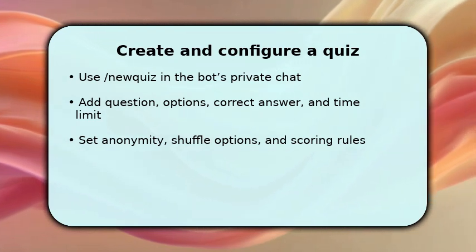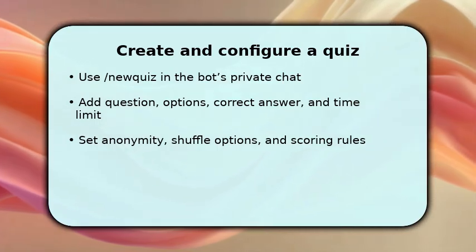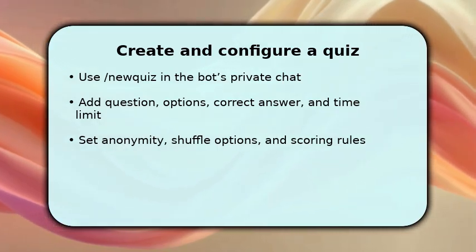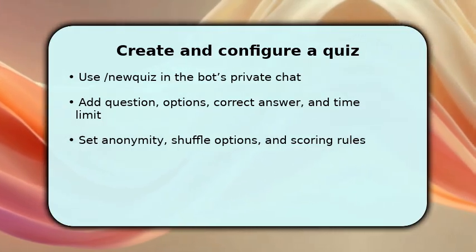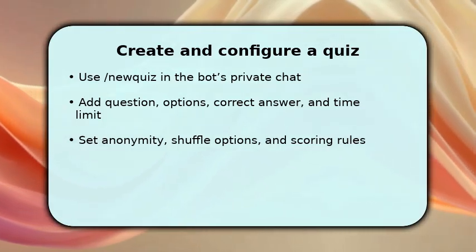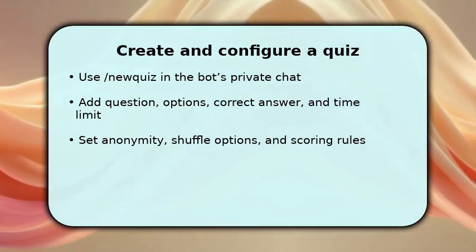For each question, add answer options and mark the correct one, then set a time limit to control pacing. Make sure to enable or disable anonymity and option shuffling according to your goals, because those settings change behavior in group. Once done, review scoring and visibility choices, and save the quiz.